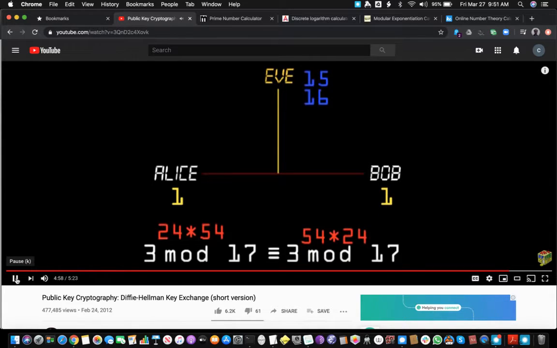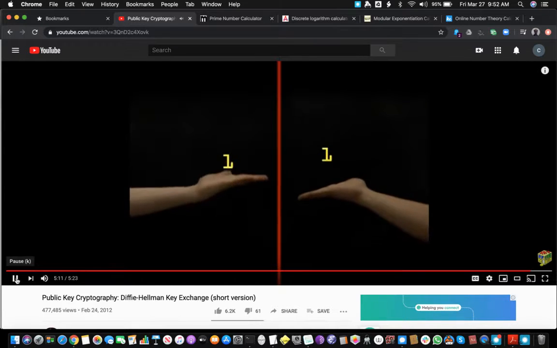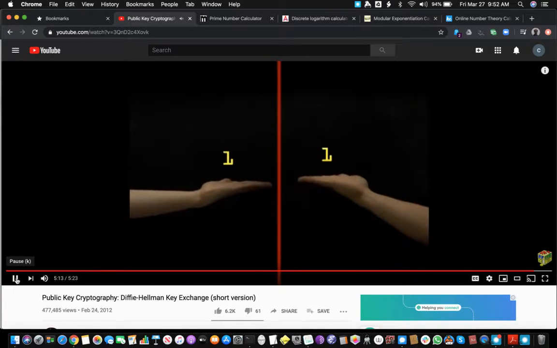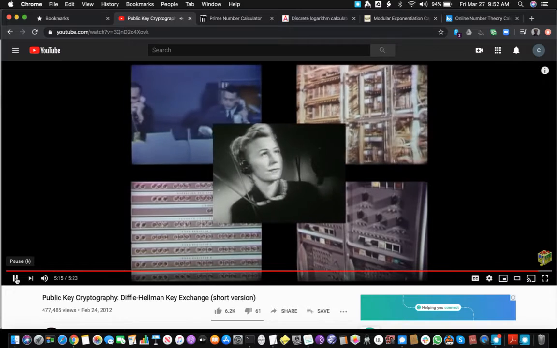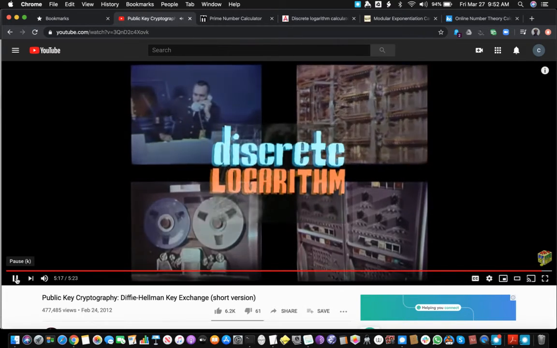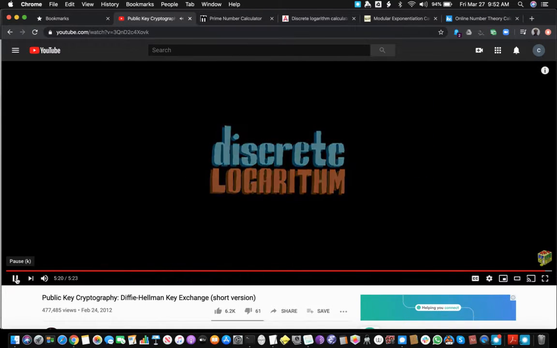Notice they did the same calculation with the exponents in a different order. 24 times 54 is the same as 54 times 24. Without one of the private numbers, Eve will not be able to find the solution. And this is how it's done. While Eve is stuck grinding away at the discrete logarithm problem, and with large enough numbers, this will literally take forever.